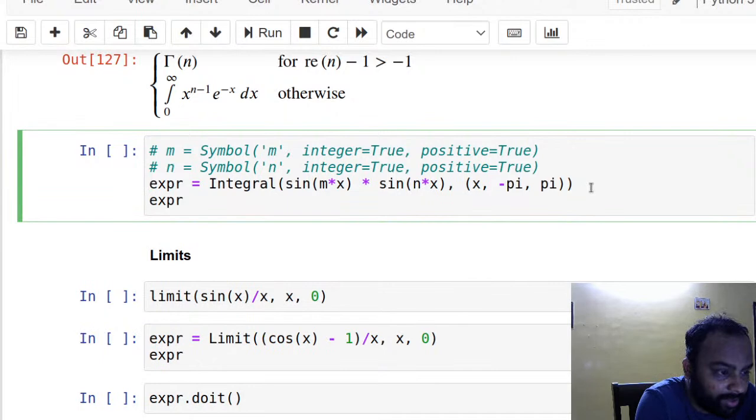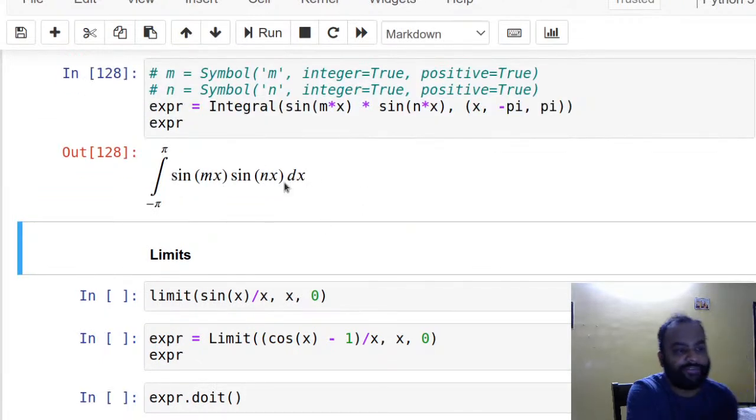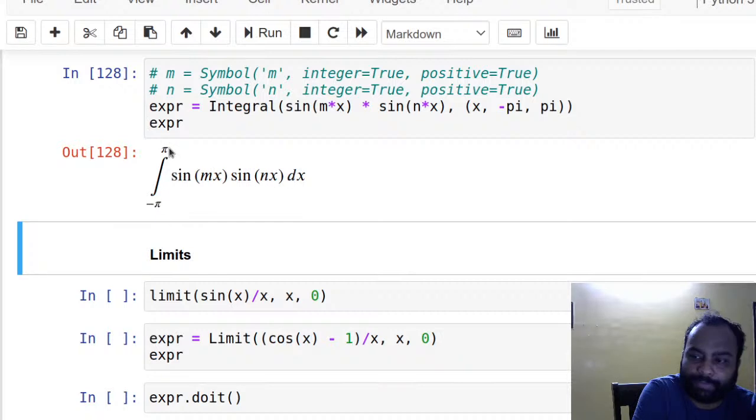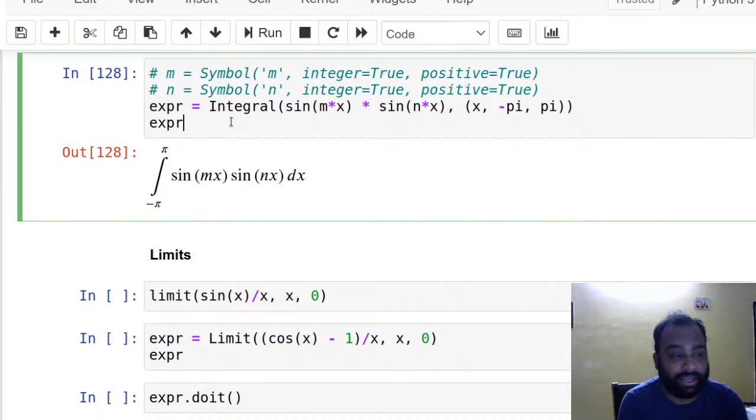Please refresh the stream. Okay, so again, we are looking at this integral of sine mx multiplied with sine nx dx from minus pi to pi. Now you have seen this integral in the context of Fourier series and Fourier transform. We used it for the principle of orthogonality, and from that we derived Fourier series in our last semester, right?